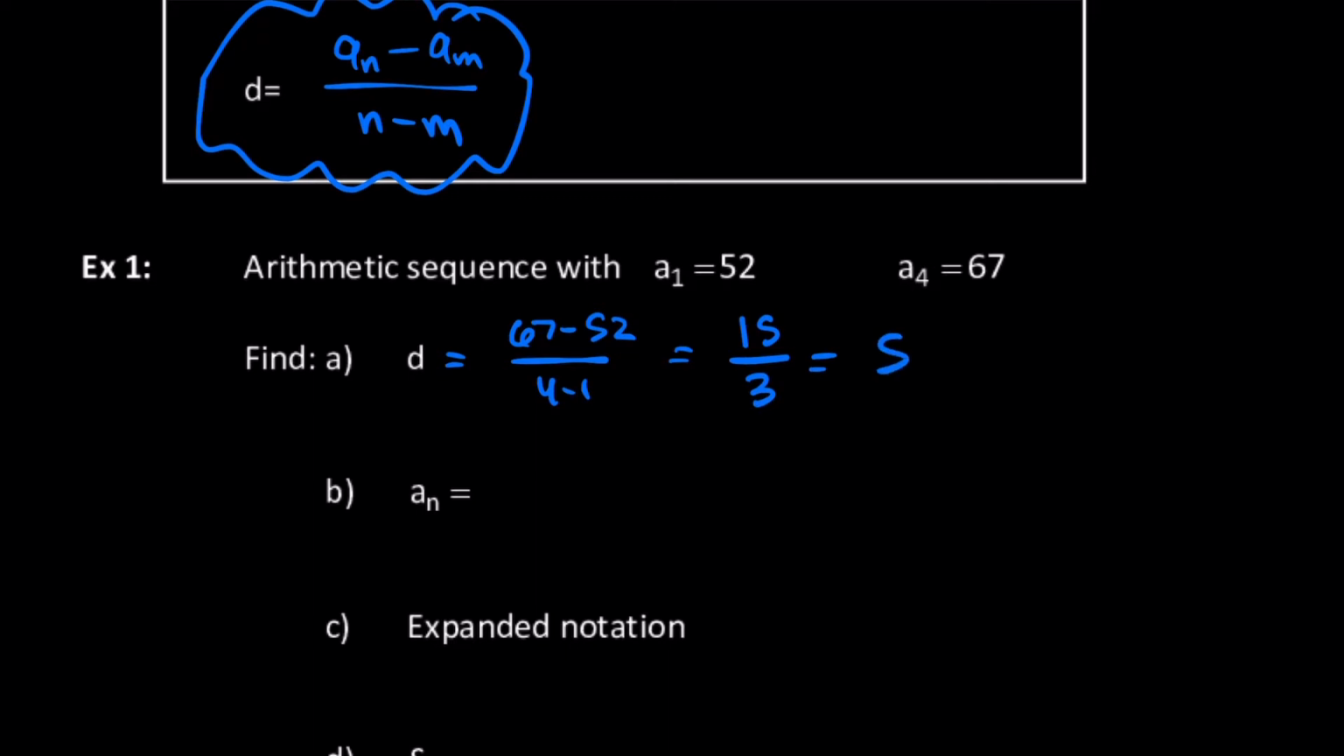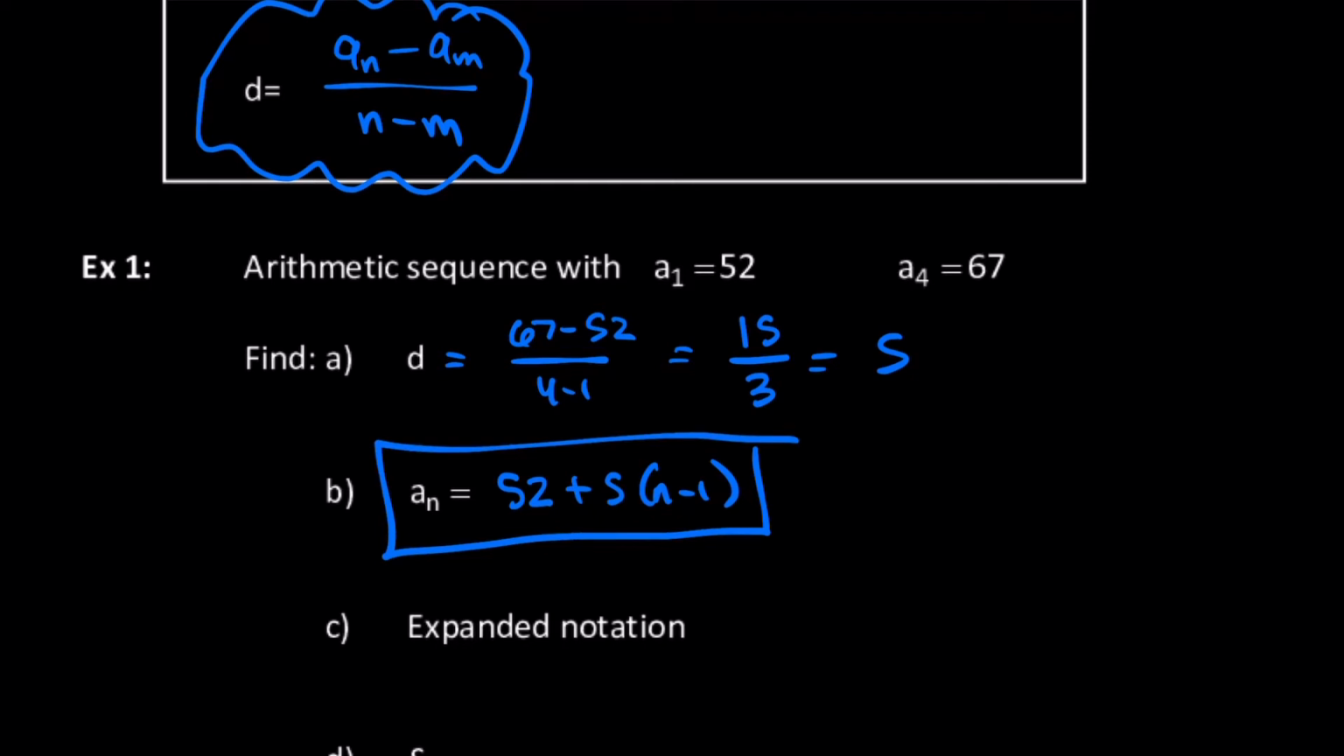A sub n is simply your a sub n rule, a sub 1 plus d times n minus 1, except you put in a number here and you put in a number there. Okay, so a sub 1, they gave us 52 plus d, which is 5, times n minus 1. And I would just leave it like this. You can clean that up a little bit, distribute the 5, but it's not necessary.